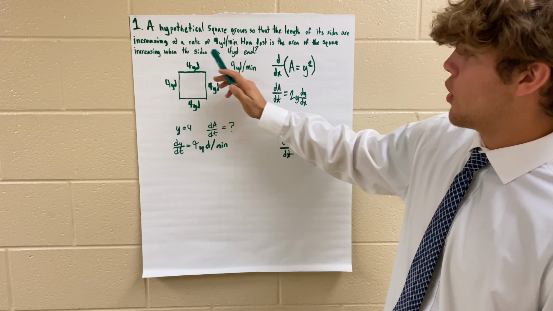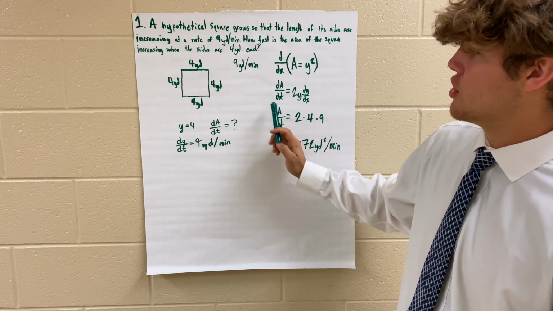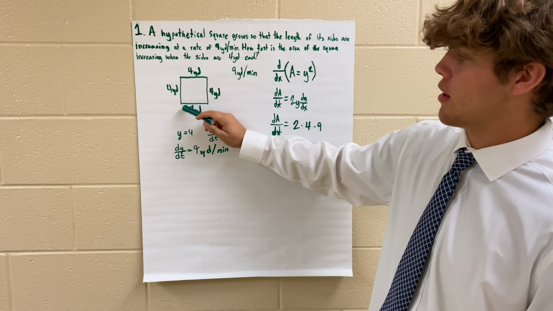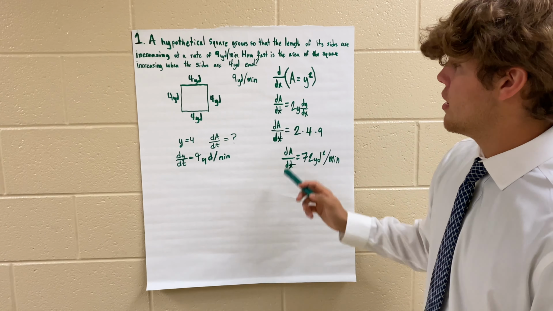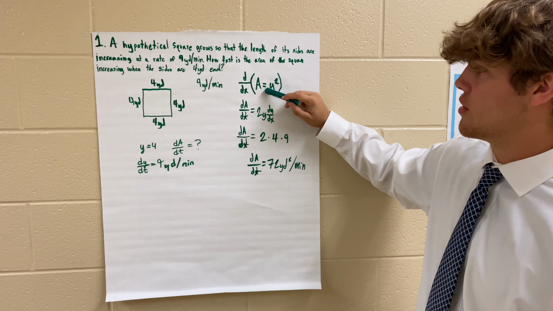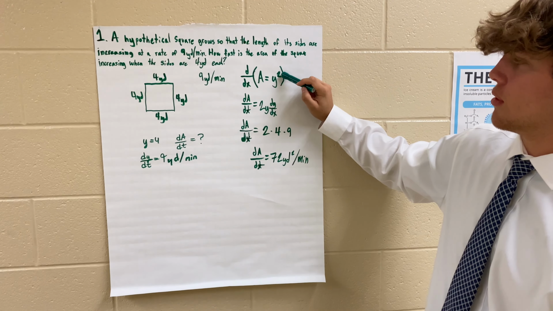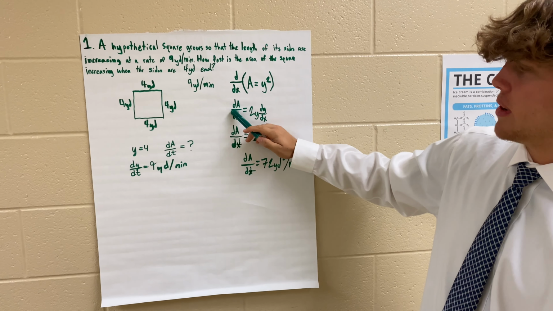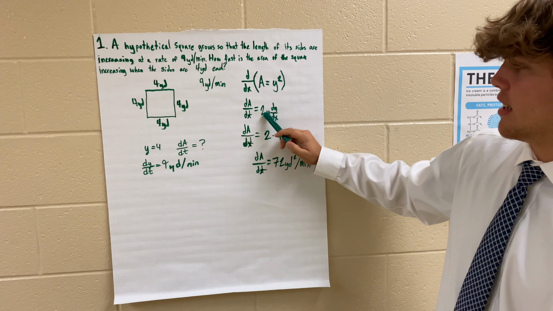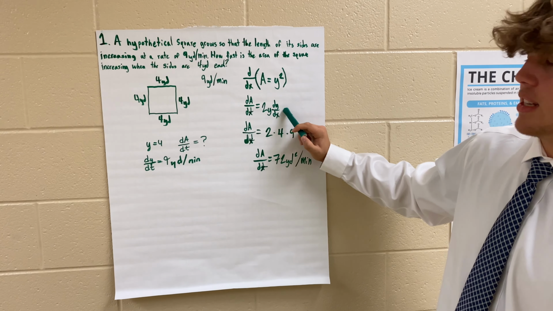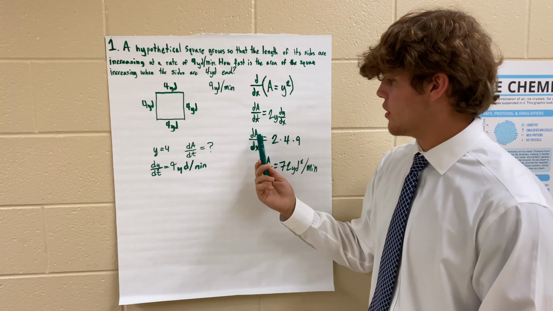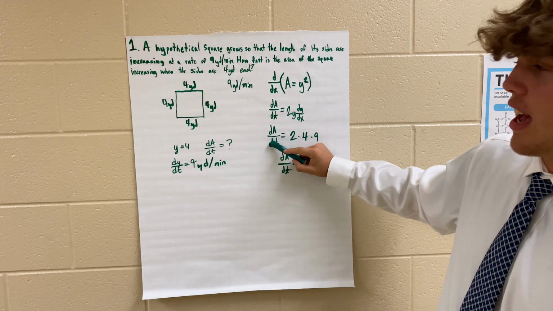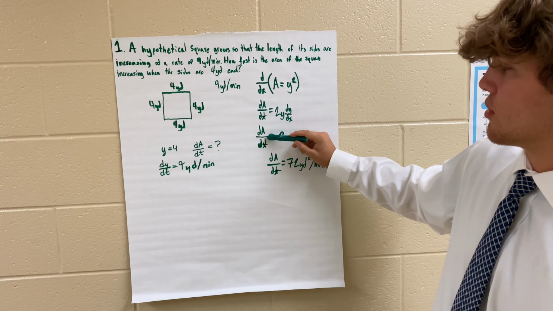And then while the sides are 4 yards each, we can say that y will be equal to 4, and it is a square, so all the sides will be equal to 4. So then we're going to take our equation for area, A equals y squared, and we're going to derive that, which will be dA over dt equals 2y dy over dt. So then as we plug and chug, we don't know what dA over dt is, so we're going to leave that as what we're trying to find.